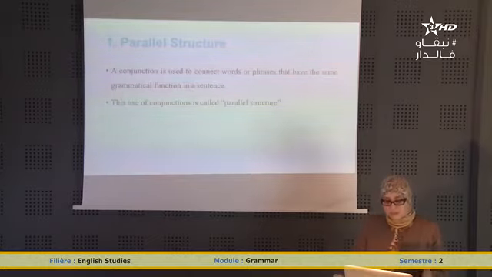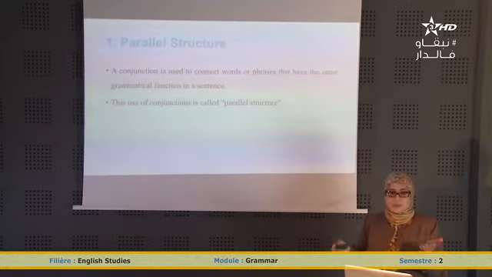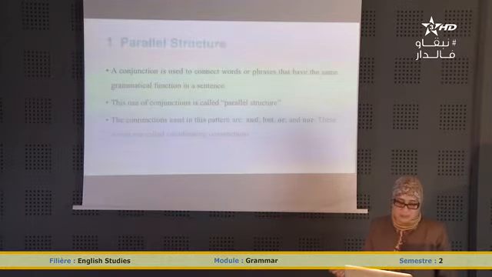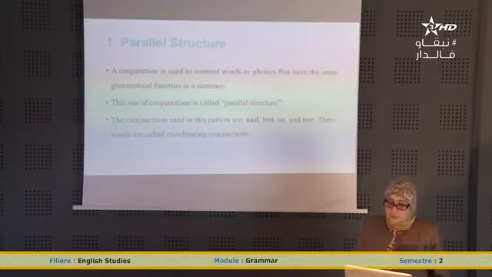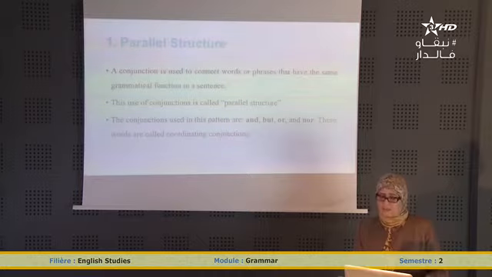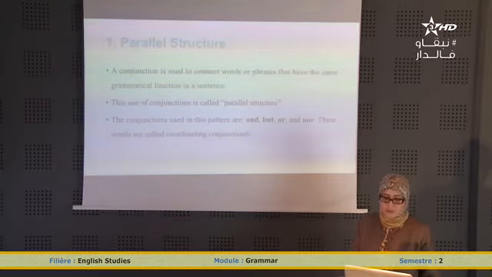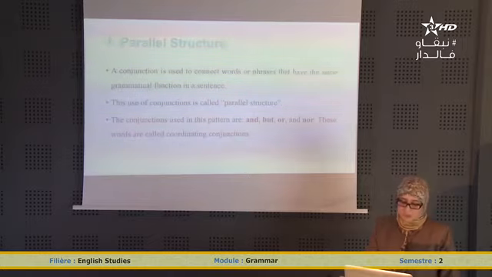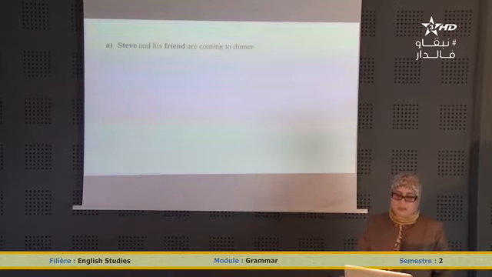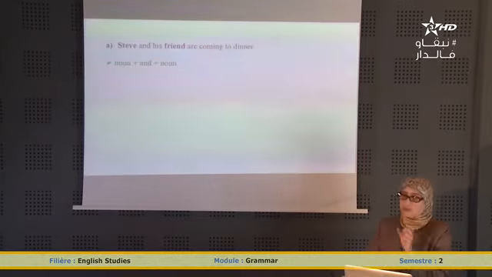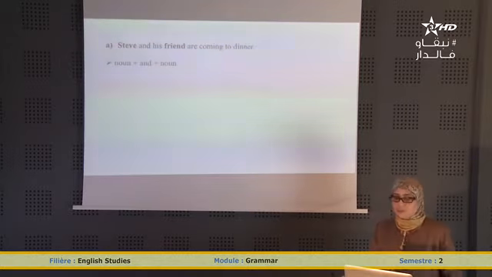So the idea of parallelism comes from the fact that the two words or the two phrases have the same function in the sentence. The conjunctions used in this pattern are and, but, or, and nor. These words are called coordinating conjunctions. Let's look at this example. Steve and his friend are coming to dinner. As you can see, and here is used to connect two nouns, Steve, friend.